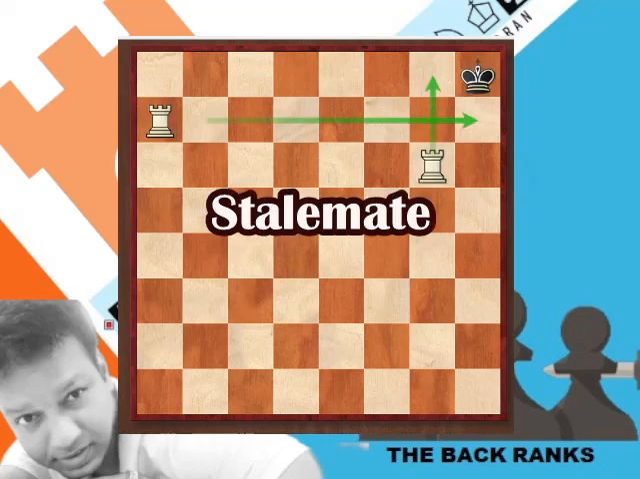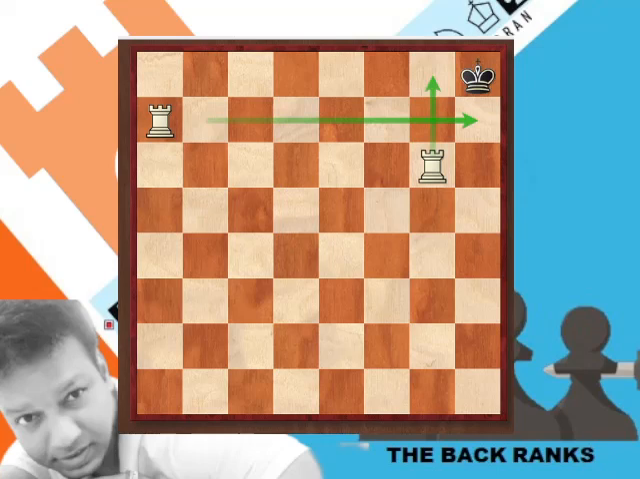Stalemate. Stalemate is a situation in the game of chess where the player whose turn it is to move is not in check but has no legal move. The rules of chess provide that when stalemate occurs, the game ends as a draw.